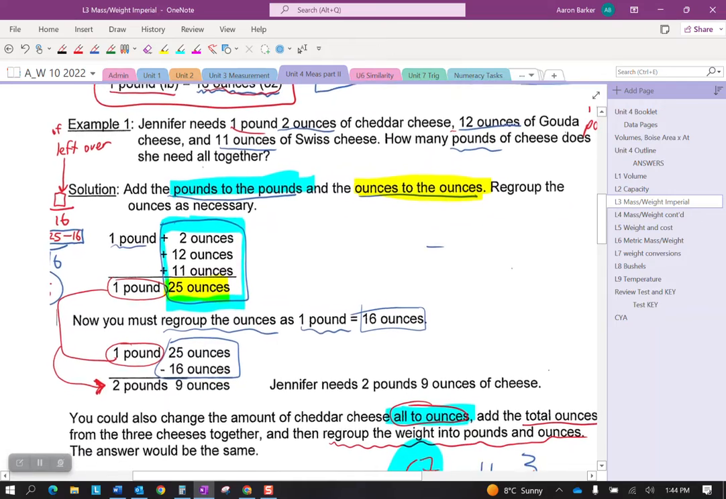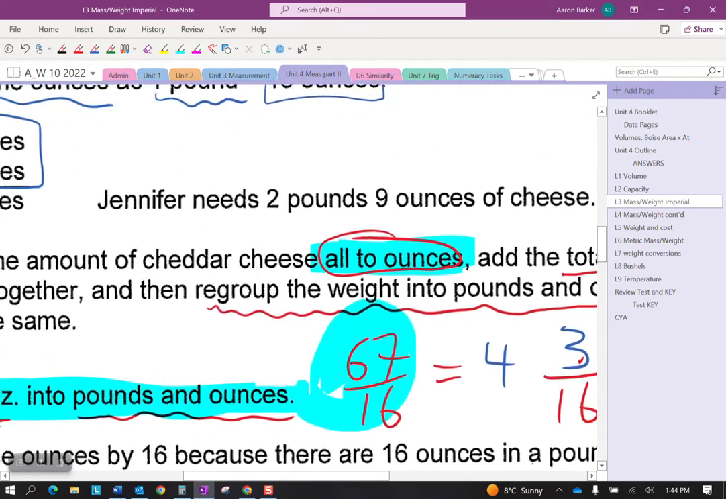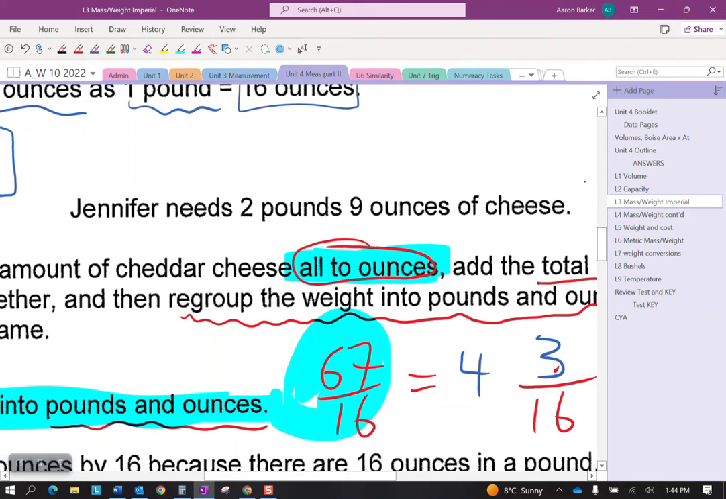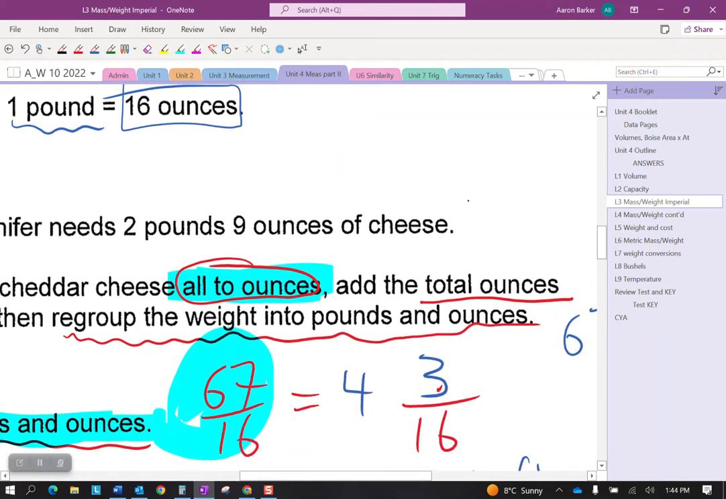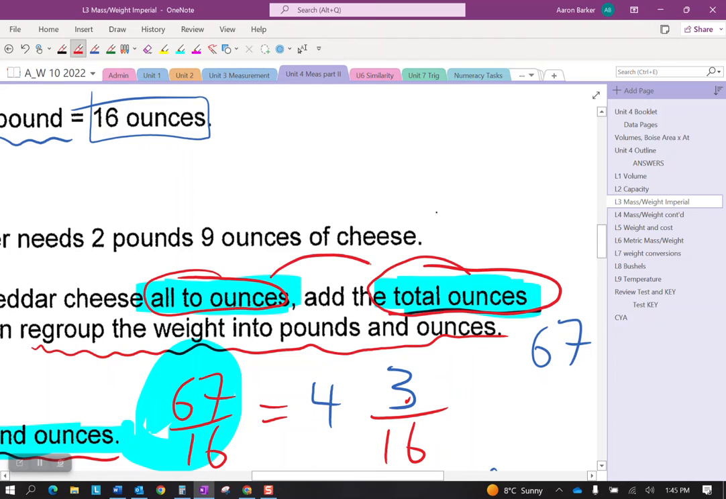Another way to do it is this. You could change it all into ounces. Underline that. So instead of doing them separately, you change everything into ounces and then add the total ounces. Underline, highlight that. So that's the other method. Turn it all into ounces and then get the total. Did you underline that?